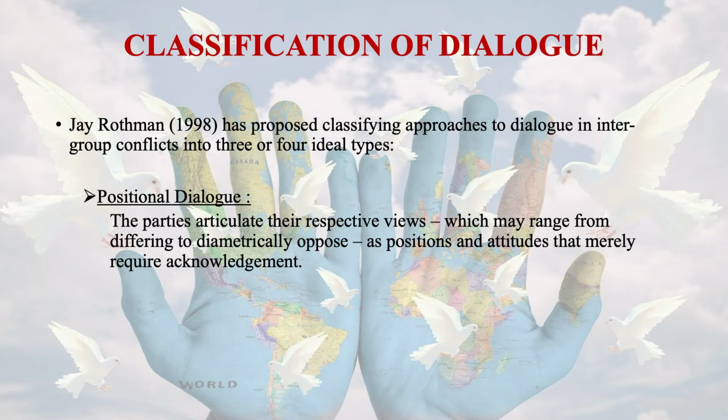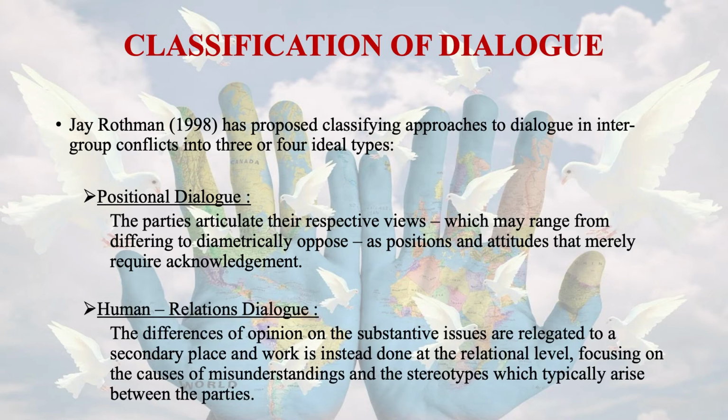As the name suggests, in positional dialogue the parties articulate their respective views, which may range from differing to diametrically opposed positions and attitudes that merely require acknowledgement, just from the positional point of view. The second is human relations dialogue. Differences of opinion on substantive issues are relegated to a secondary place, and work is instead done at the relational level, which focuses on the causes of misunderstanding and stereotypes which typically arise between the parties.